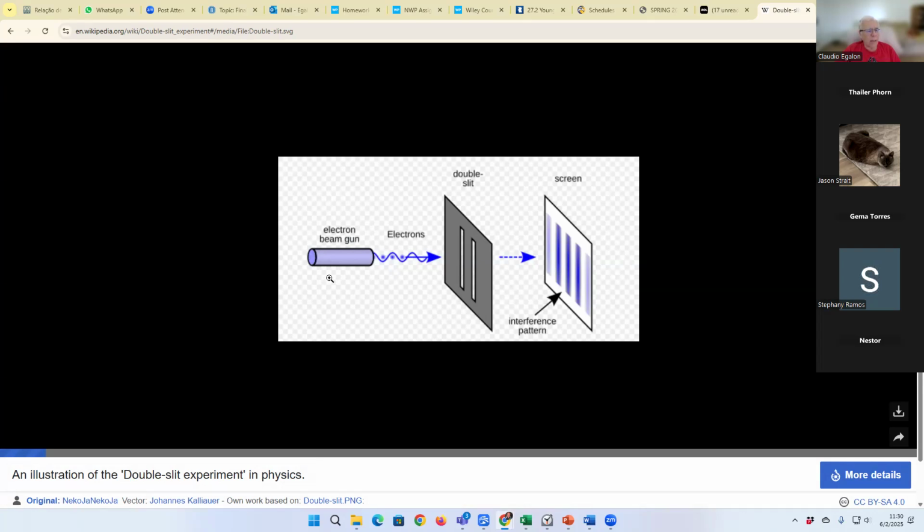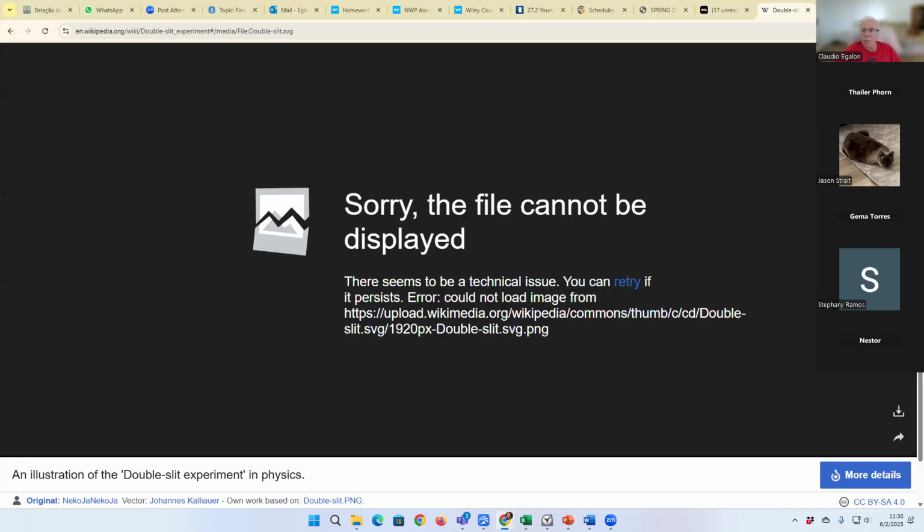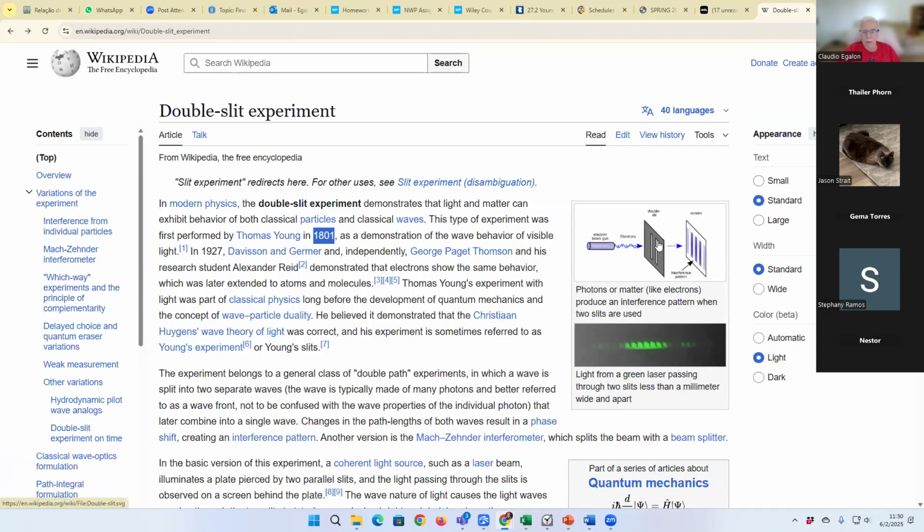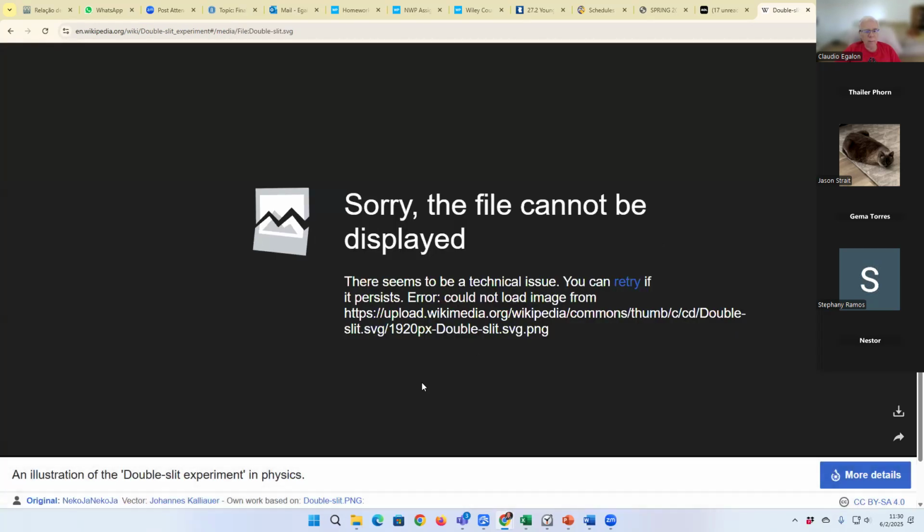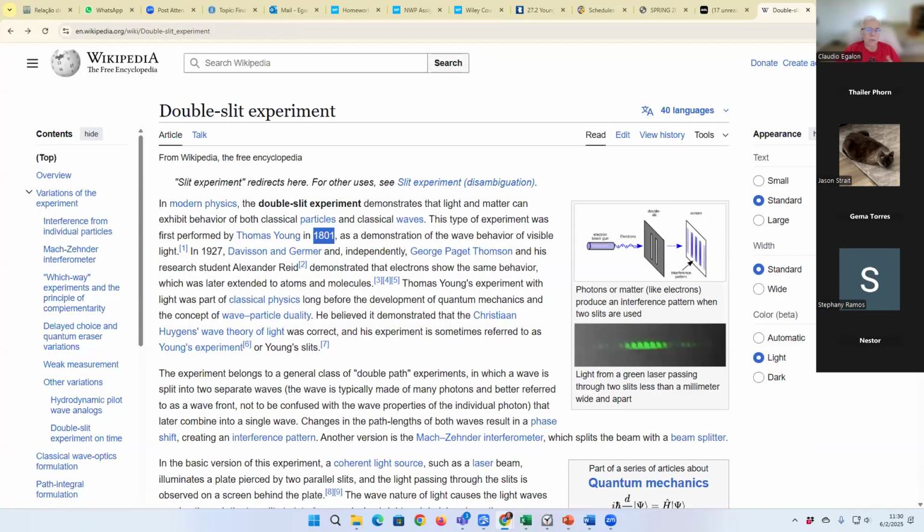Instead of an electron beam gun, I can write that down. See the thing here as being a laser source, a laser pen. And here's the double slit. The laser light. Oh, what happened? I don't know what happened. There seems to be a technical issue. We can retry if it persists. Okay, too bad. I cannot show that to you.